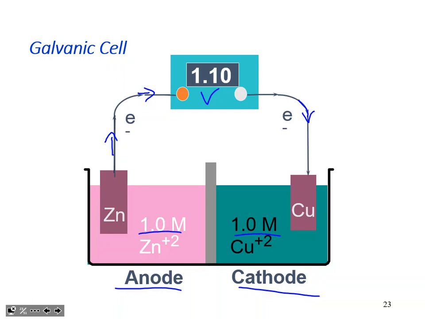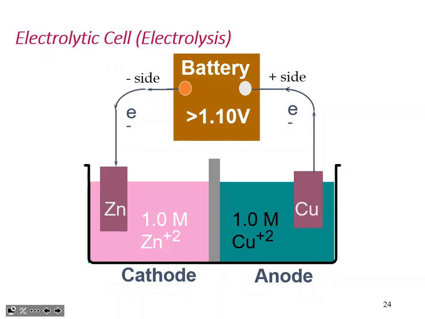Basically what you're going to see is the chambers switch places. All right. The copper side is now the anode or the oxidation side. The zinc side becomes the cathode. So you're running it backwards. Also, you notice that the battery was attached and with a voltage that was greater than the 1.1.